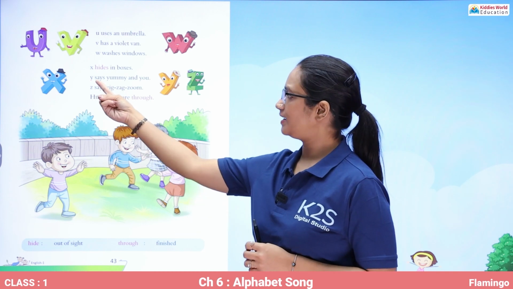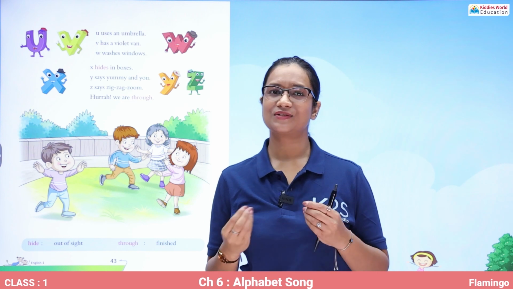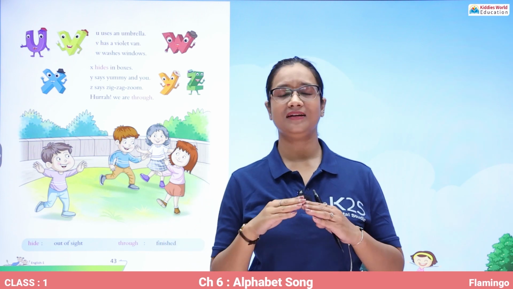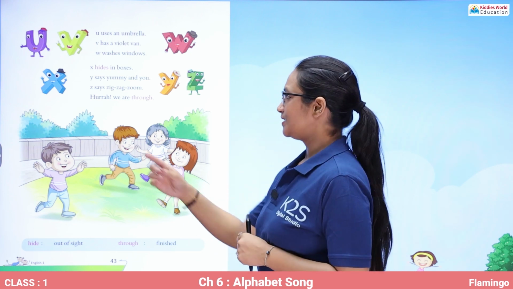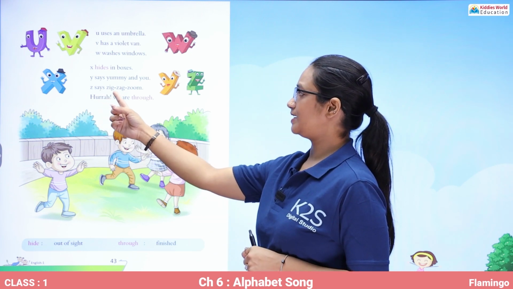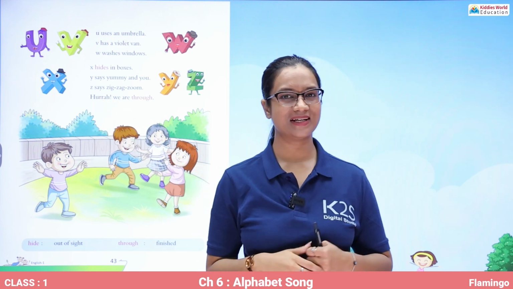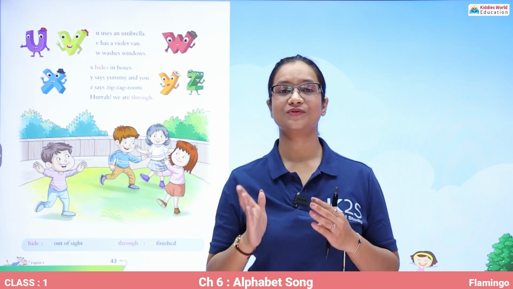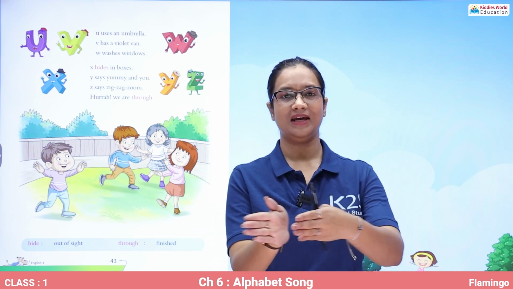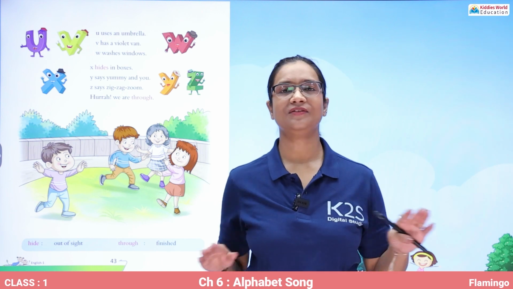And then Y says yummy and yum. What did Y say? So Y ate something and loved it. So Z says zigzag zoom. Hooray, we are through. So what did Z say towards the end? It said zigzag zoom. So zigzag means to go in a different manner. This is called zigzag. And now we are through.